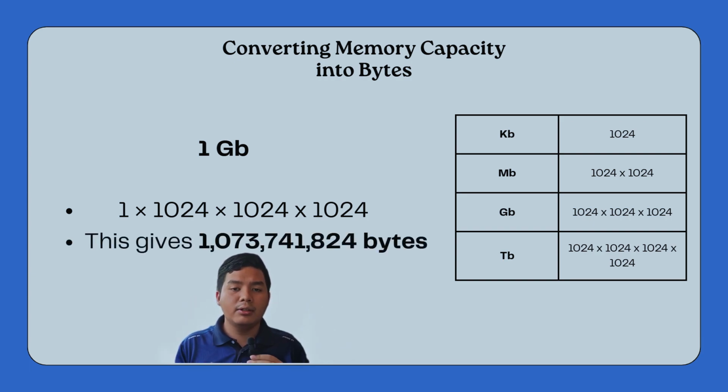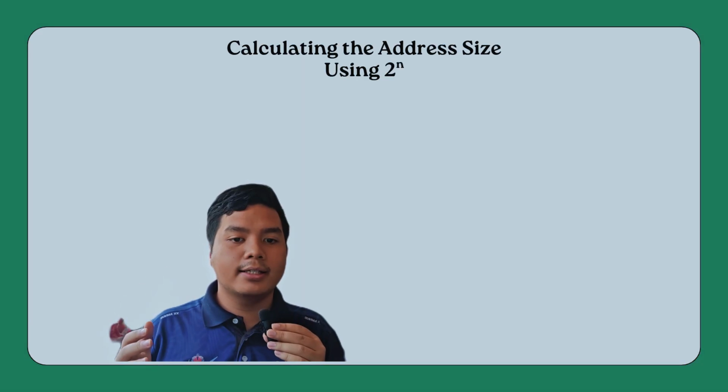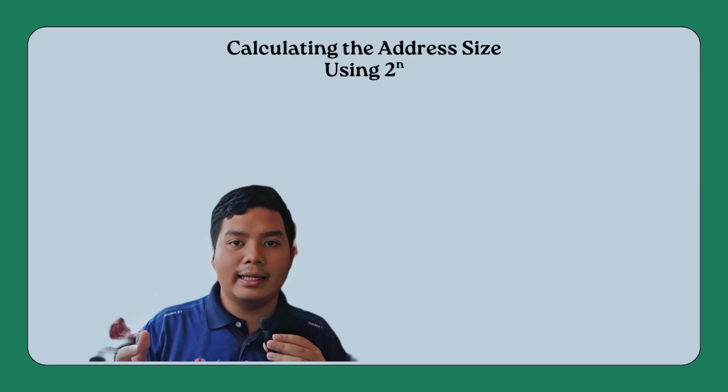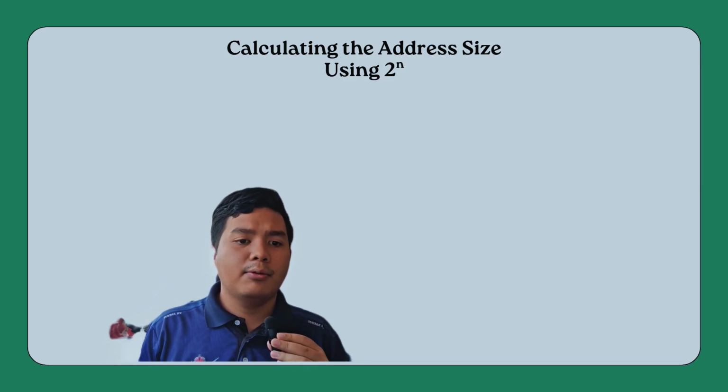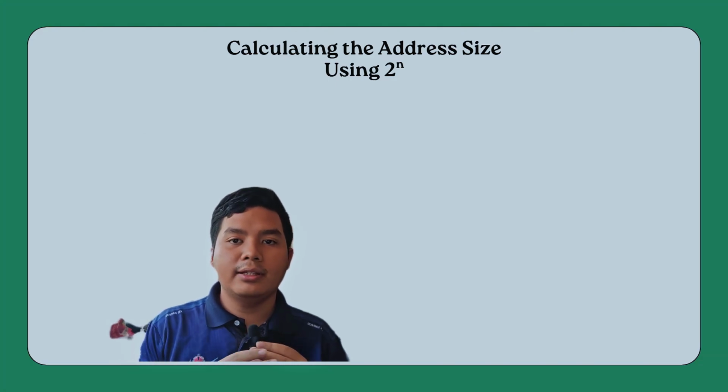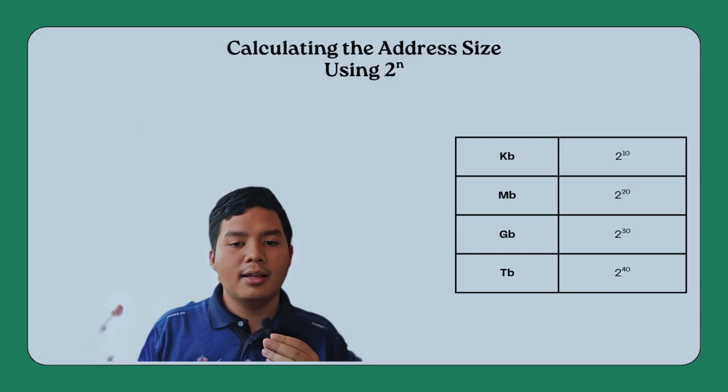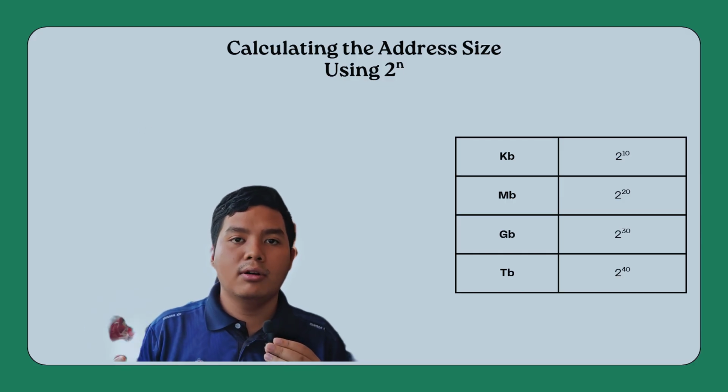At this point, we already know all of our memory exactly in bytes. The next step is calculating the address size using 2 power of n. Next, we will calculate the address size. To help us, we will need to refer to another table which shows us the value of the 2 power of n for each memory specification.